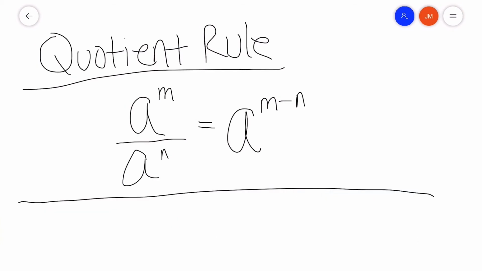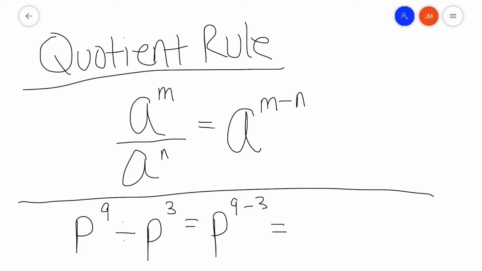Okay, let's do another example with the quotient rule. So we have p raised to the 9th power divided by p raised to the 3rd power. So again, based on our rule, we know this simplifies to p raised to the 9 minus 3, which is p raised to the 6th power.